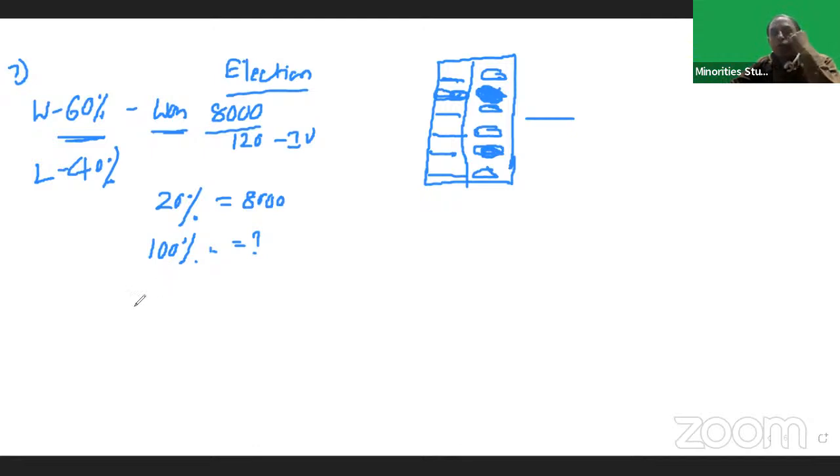General formula: down value by up value, into right side value. This 0 cancels, 0 cancels. 2 ones are 2, 2 fours are 8... so 100 into 400 is 40,000. It is only valid votes.